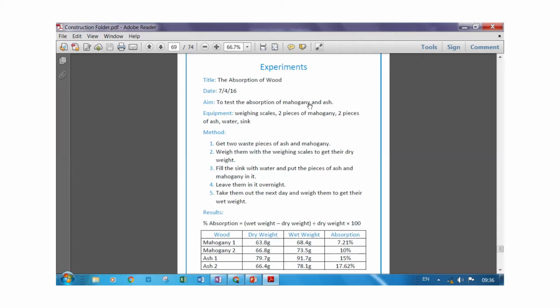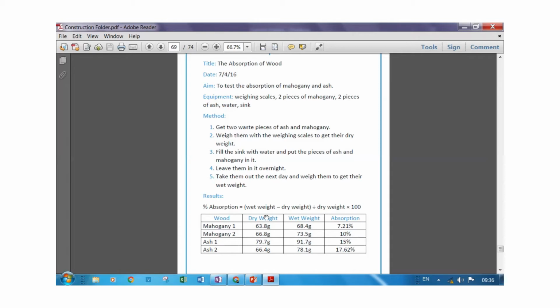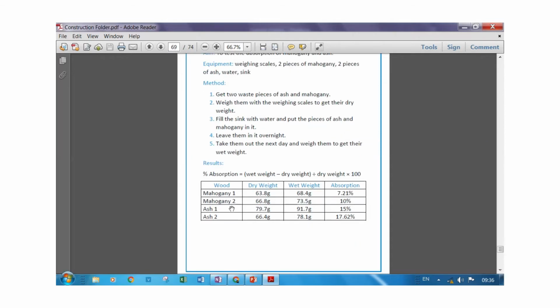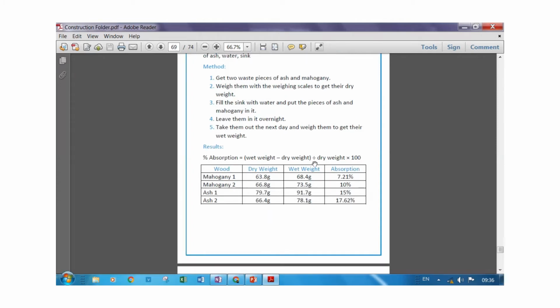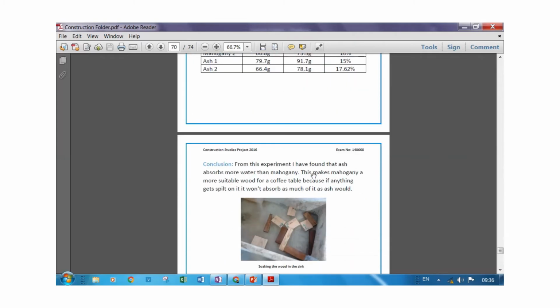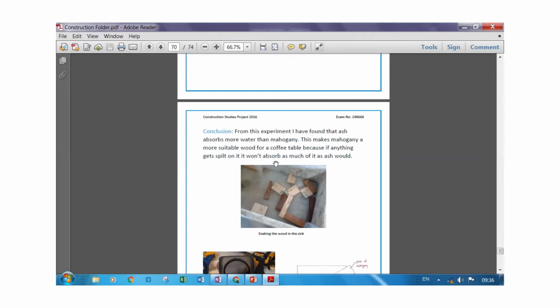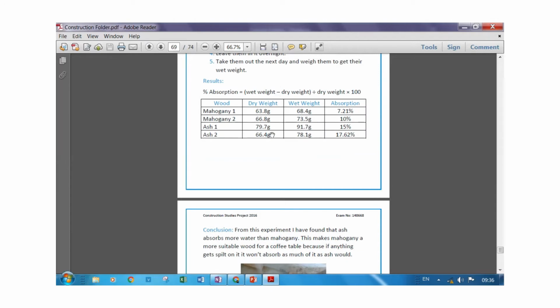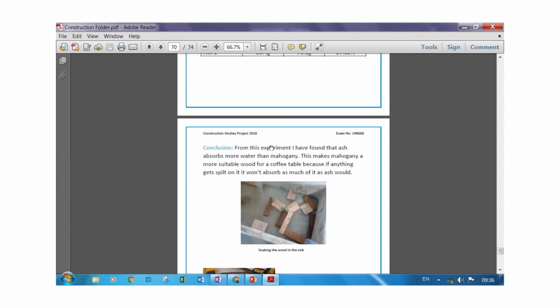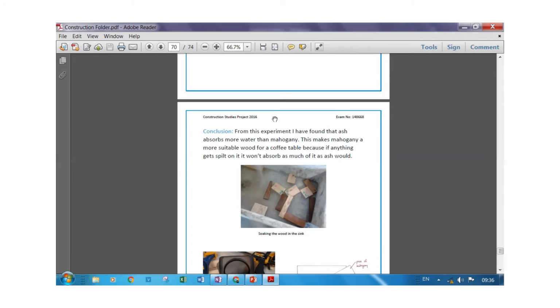The next thing then is the equipment, so what equipment is needed. Next thing then is the method, how it was done, and then results. So all the results here are put in a table here. Then calculation here of how it was done, and then conclusion. Now conclusion, why do we need a conclusion? Again, to show what we learnt or what the experiment showed you. There's no point having results for an experiment unless you learn something. So what we've learned here is which wood took in more moisture.